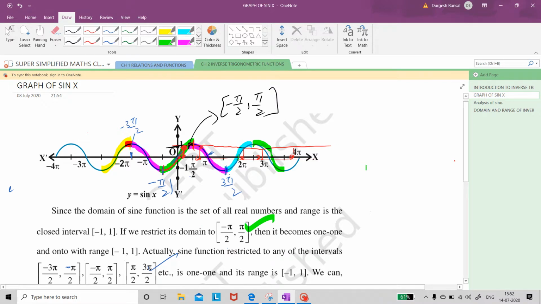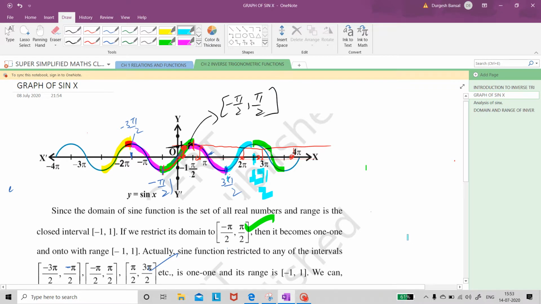Now this blue one is from 3 pi by 2 to 5 pi by 2. So this point is 5 pi by 2. You can restrict the branch to 3 pi by 2 to 5 pi by 2 and so on. If we take only one of these small intervals and restrict the domain of sine x to it, then the sine function becomes a 1-1 function.